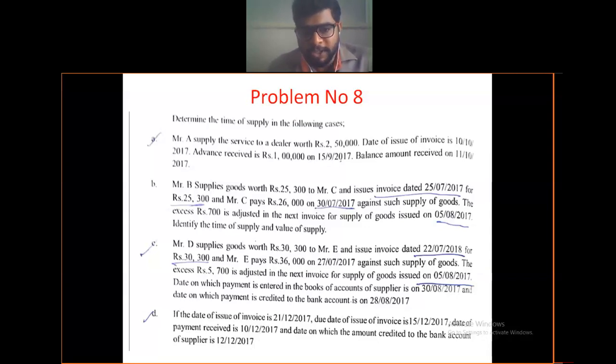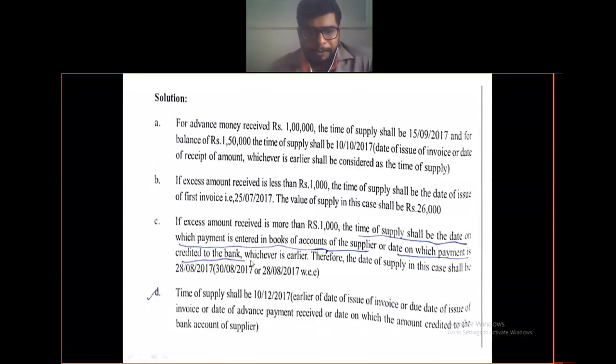Now, date on which payment is entered in the books of account of the supplier, 30th August 2017, and date on which payment is credited to bank account, 28/8/2017. Almost 3 to 4 dates are given. Now, the rule is very simple. If the excess amount paid is more than 1,000 rupees, you cannot take time of supply as the first receipt date, but instead you have to compare the dates, and whichever is earlier date is considered as time of supply. You can see the solution now.